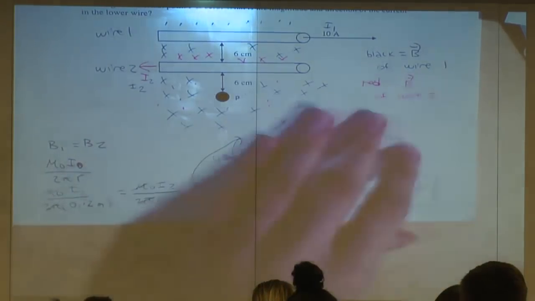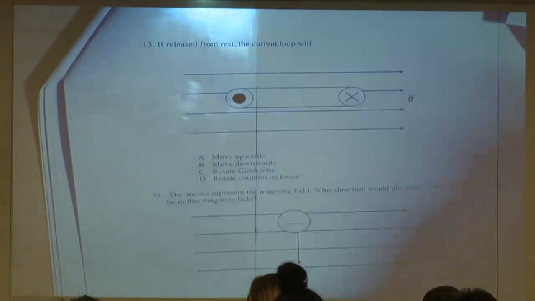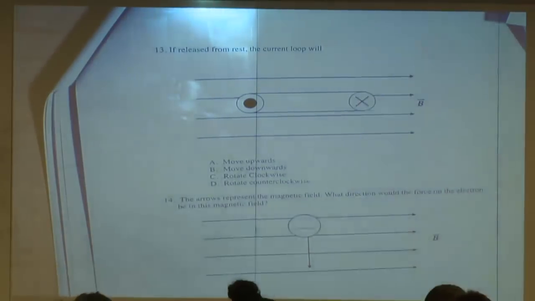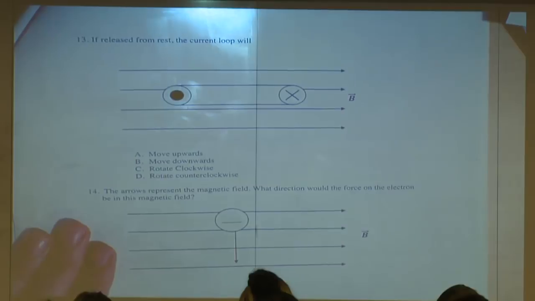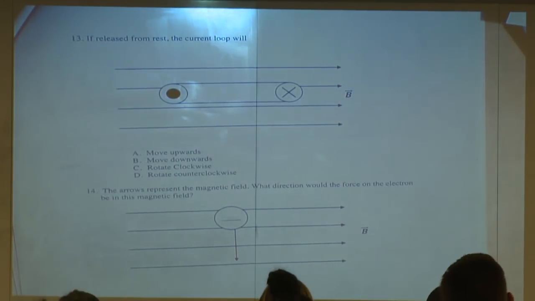Okay, so now let's go to number 13. This is similar to the torque question that we had before, except this one we're talking about magnetic field. It says if released from rest, the current loop will what? So we're going to use our right-hand rule again. Hopefully this time it'll go a little better.